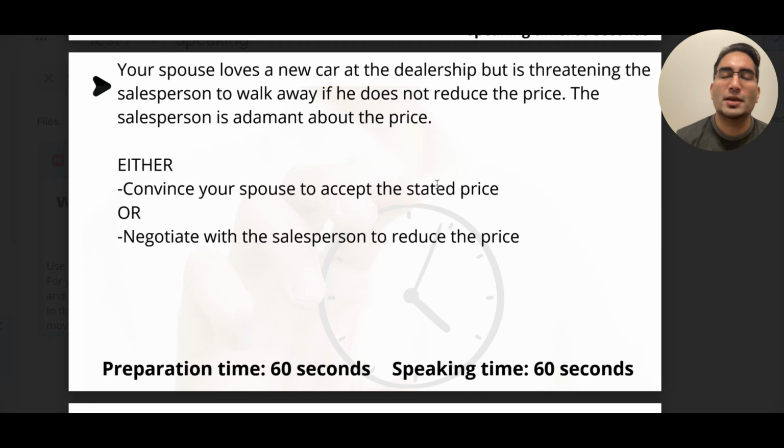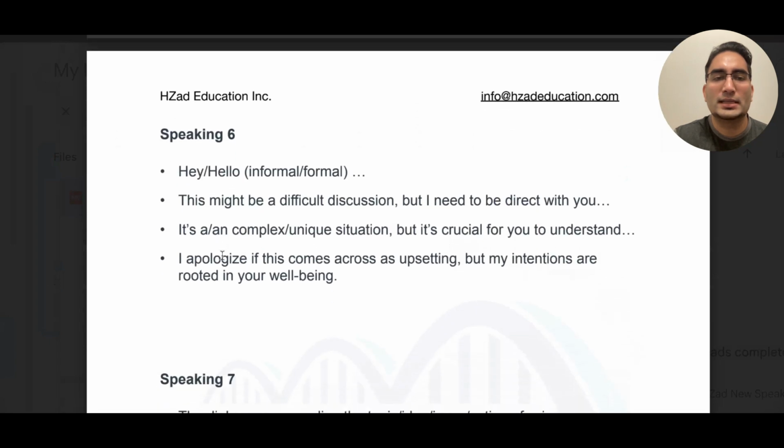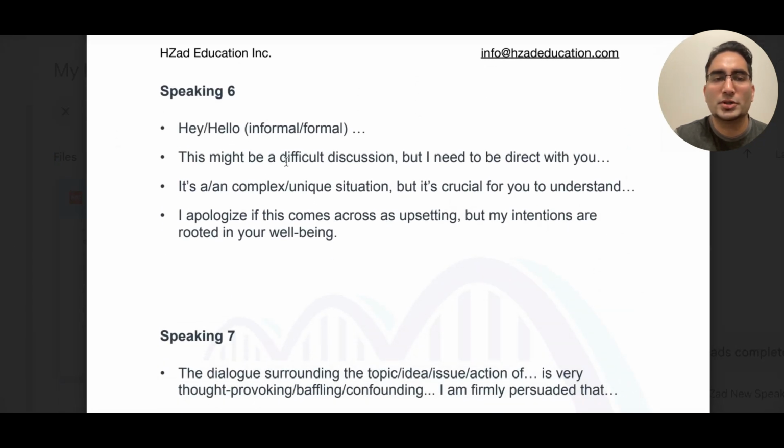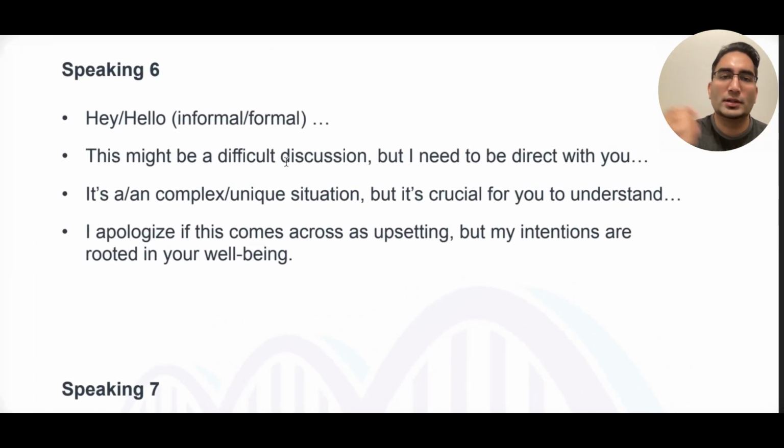So in those cases, if that happens, first of all, you are one of the unlucky people who would be faced with something new. But if you are one of those people, no problem. All you gotta do is adjust the template slightly. Let's have a look at the template here. So you have, in speaking 6, a combination of introduction and then focusing on emotional cues, like it's a difficult situation, but I need to tell you. It's a complex situation, but it's crucial for you to understand. And I apologize if this comes across as whatever.